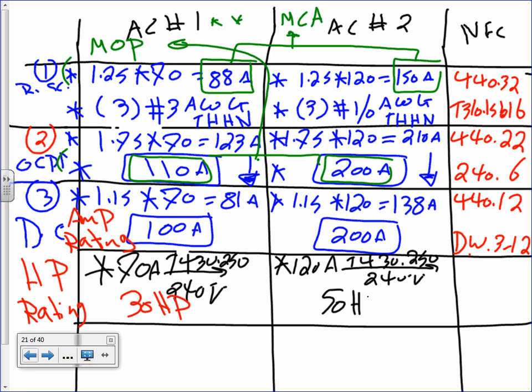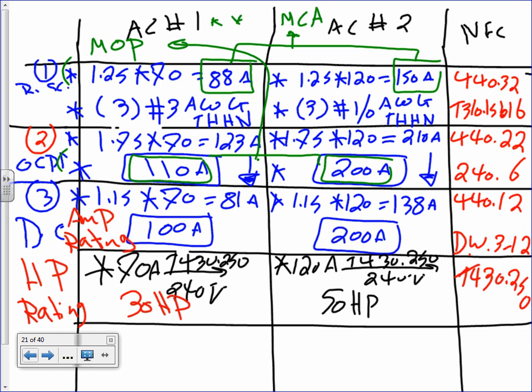So that's a 50 horsepower. The reference for this, guys, is Table 430.250. That's your reference. Okay? So that's how you're going to find the horsepower rating.